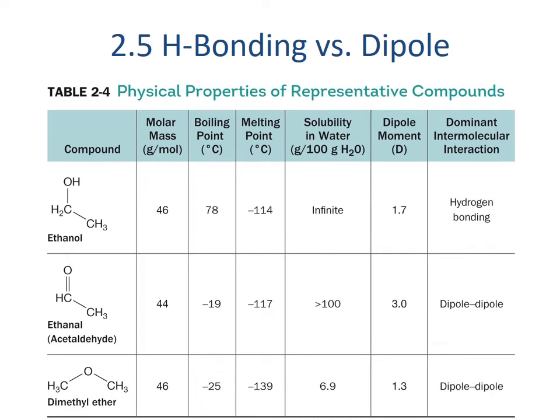Here are another three examples. Ethanol on the top has the strongest interactions and is the most similar to water, and so has a higher boiling point, a higher melting point, and a higher solubility in water. Ethanal, or acetaldehyde, because of its molecular geometry, has a stronger dipole than dimethyl ether on the bottom, and therefore has a higher boiling point and melting point, and a greater solubility in water.